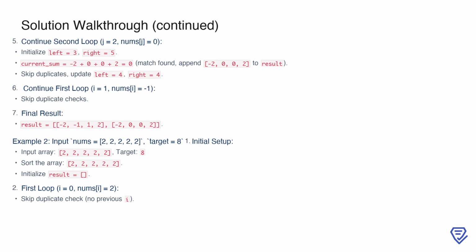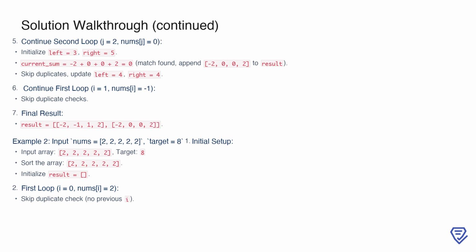Next, we increment i to 1, which corresponds to -1, and proceed with the first loop. Since there are no duplicate values to check against, we move to the second loop. At this point, the final result for this example is [-2, -1, 1, 2], [-2, 0, 0, 2]. Moving on to the second example, the input is 2, 2, 2, 2, 2, with a target of 8.